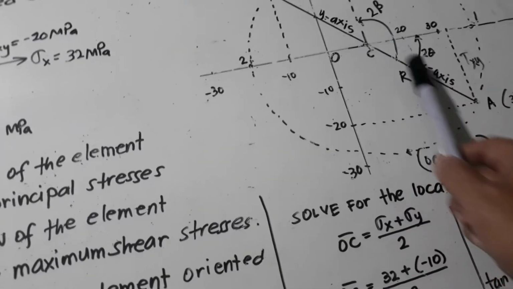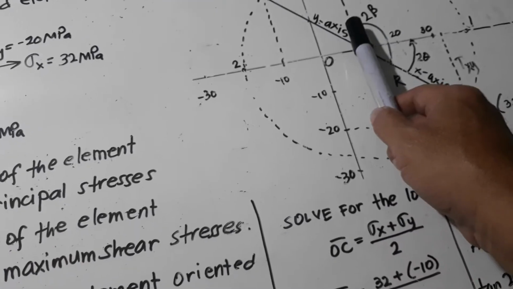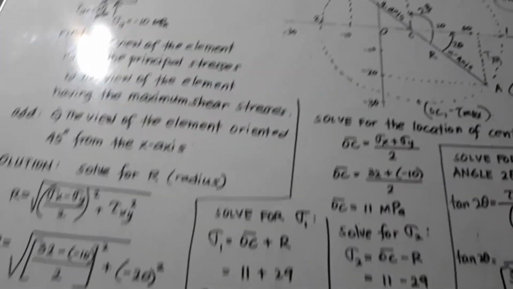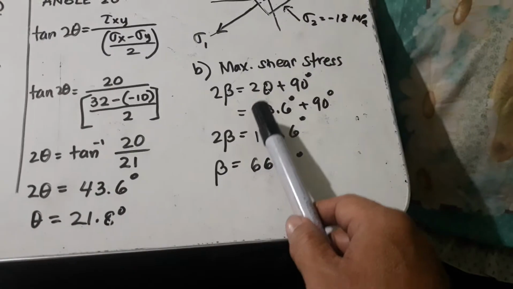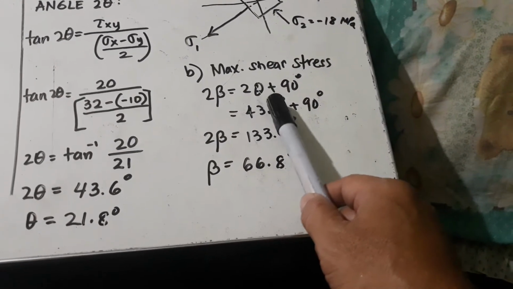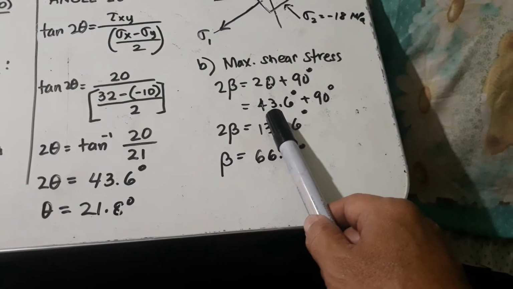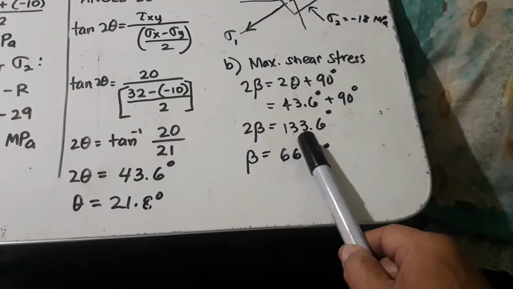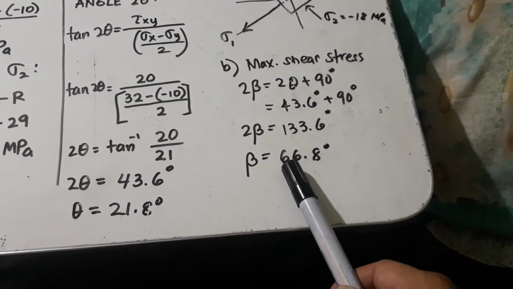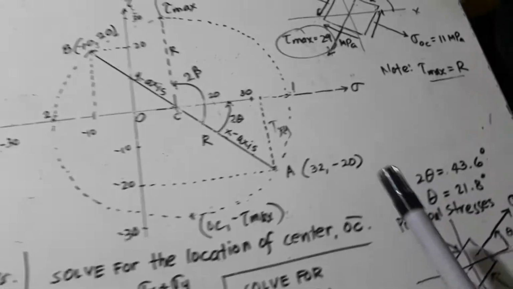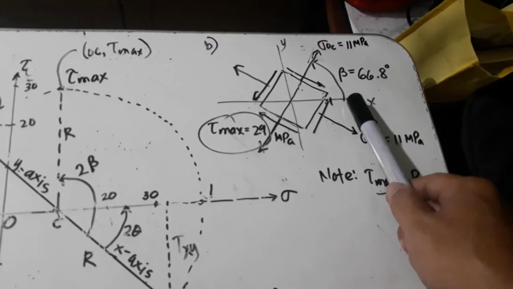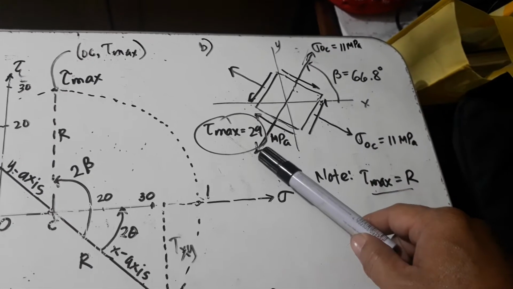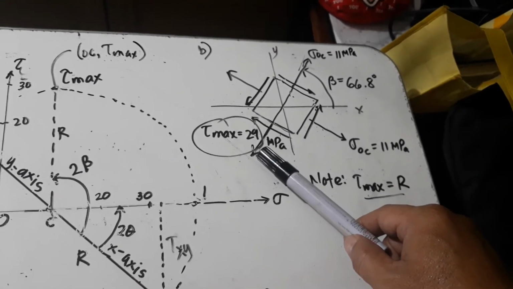For letter B, the maximum shear stress, we need to find this angle. From this figure, we can see that 2 beta is equal to 2 theta plus 90 degrees. So 2 theta is 43.6 plus 90, and the answer is 133.6 divided by 2, which is 66.8 degrees. For the plane at 66.8 degrees, we can find the element when it is at the maximum shearing stress.